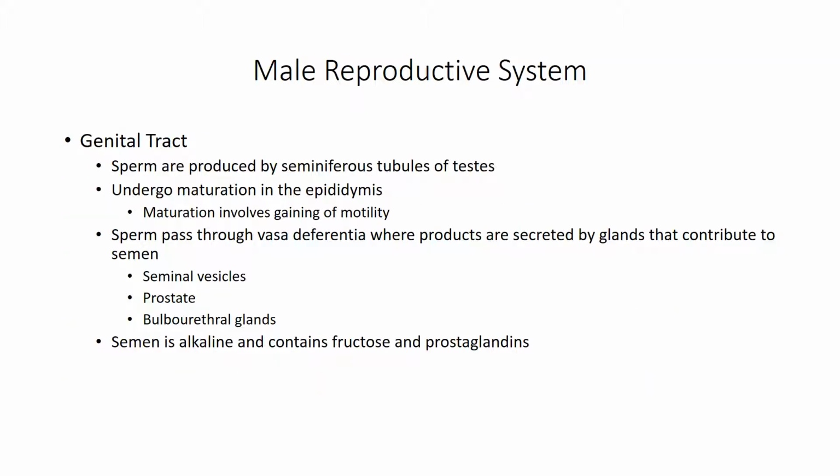Now, in the male reproductive system, you have the genital tract. Sperm are produced by the seminiferous tubules of the testes, and then they mature in the epididymis. And then the sperm are going to pass through the vas deferens, and then they basically go out the urethra. Okay. And semen tends to be alkaline, and it contains fructose and prostaglandins, so it actually smells kind of sugary.